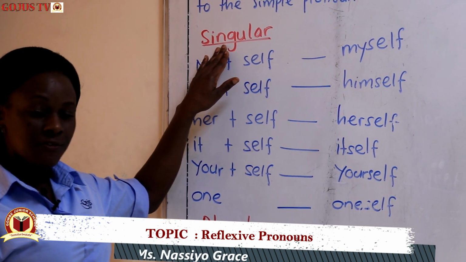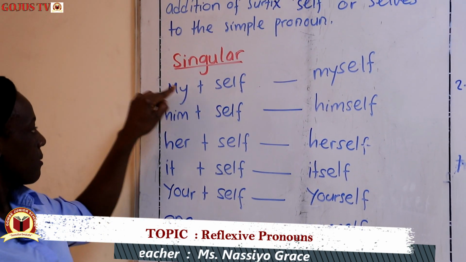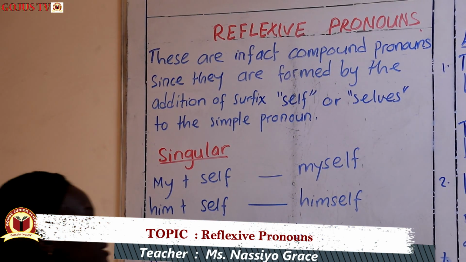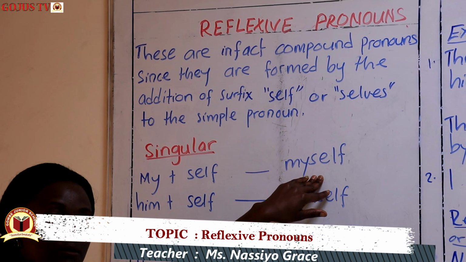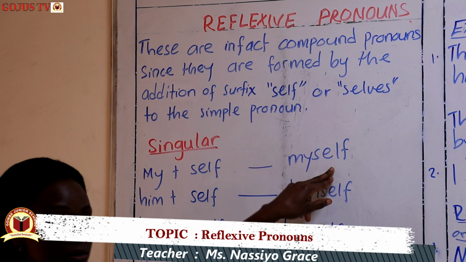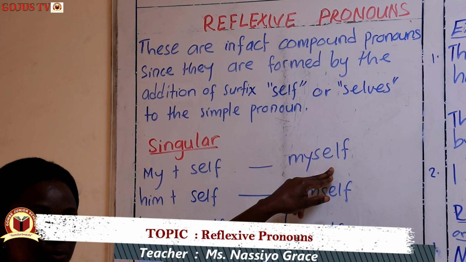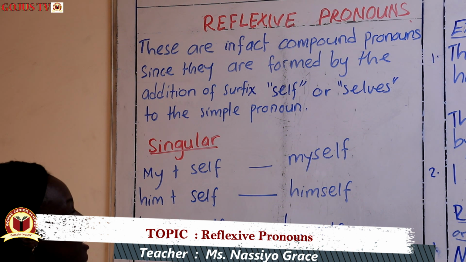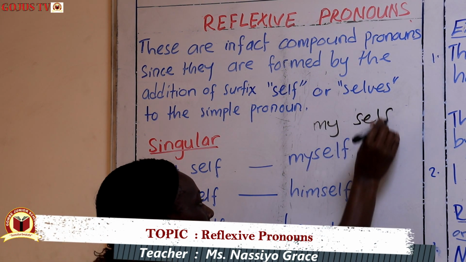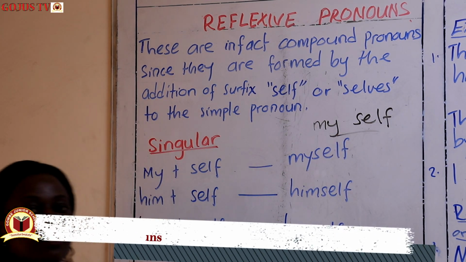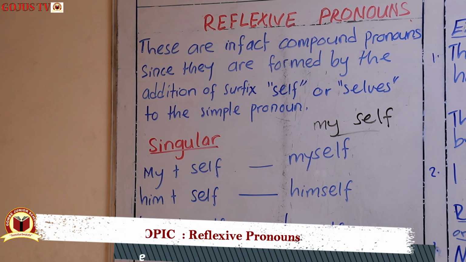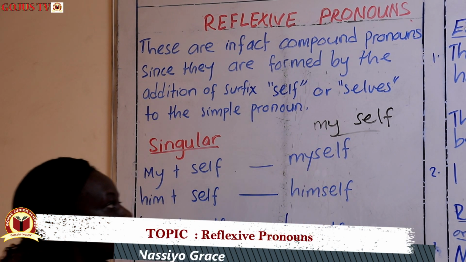We have the singular form. My, we add self, then we get myself. But here I want you to be very careful when you are writing these words because they are compound words. We have two words and we formed one. So when you are writing, don't separate these words, because some of you write my, then self, alone. Here you cannot get the mark. So make sure you write as I have written them here. You don't have to separate these two words.